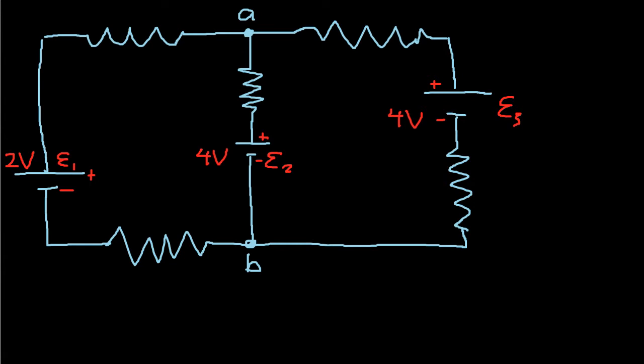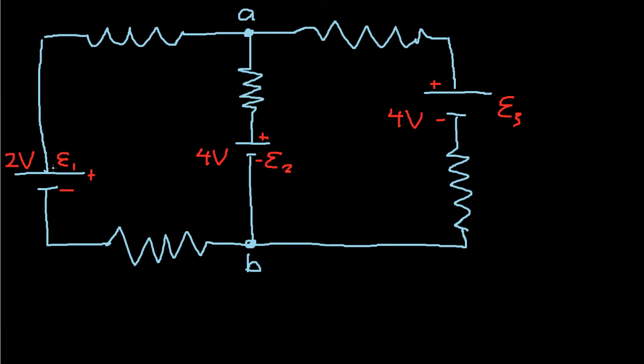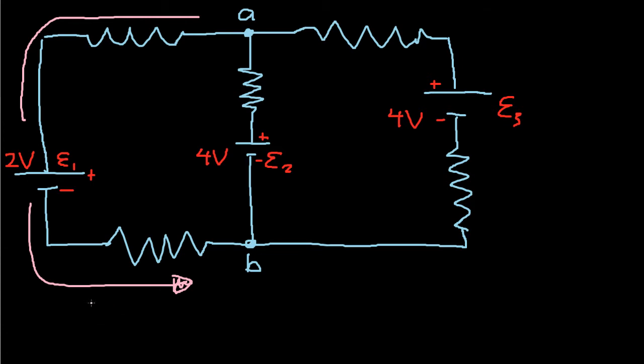Now we have to make a big decision: which way is our current? As you can tell, E1 is the weakest one here, so it most likely will be suppressed by E3 or E2. So most likely our current is going to go against E1. Let's try that. From this branch here, our current is going to go this way. That is I1.